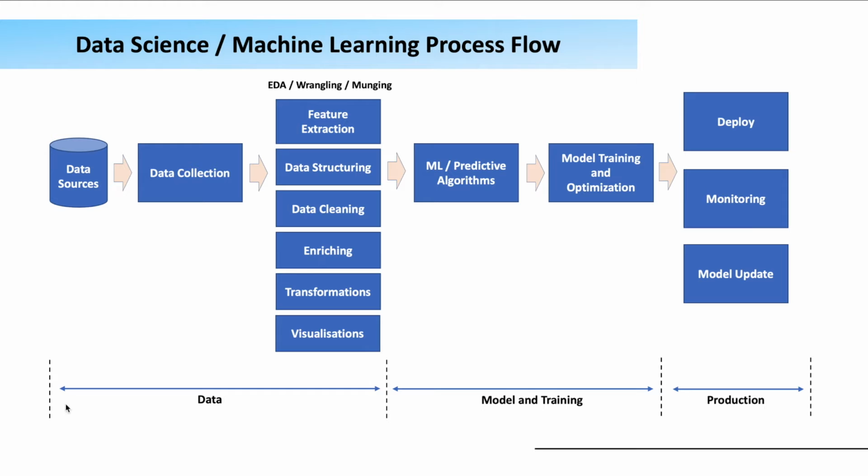Okay, so these phases are more directly related to data, processing of data. These phases are more related to model and training of algorithms, or choosing the right algorithm and training the algorithm to create the models. And this is your production activities. Right, so in this phase, what we are going to focus on today is this part, the data collection, the exploratory data analysis, wrangling, munging, etc.